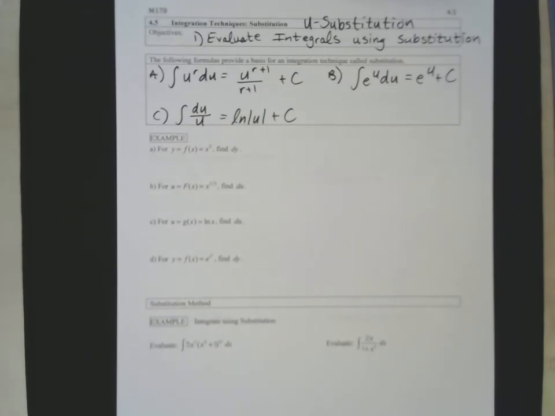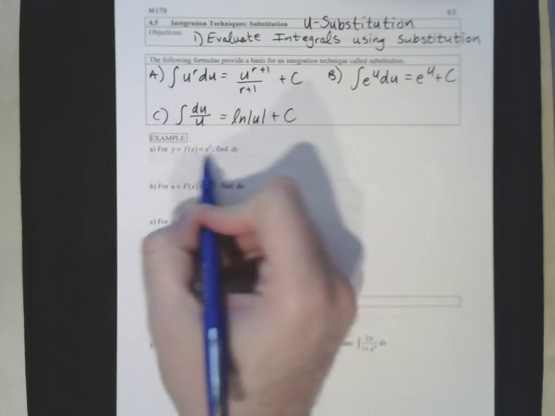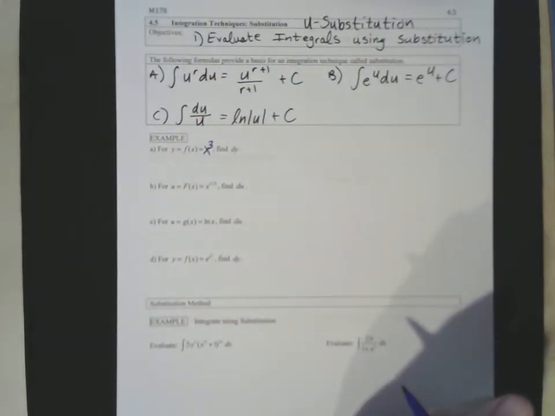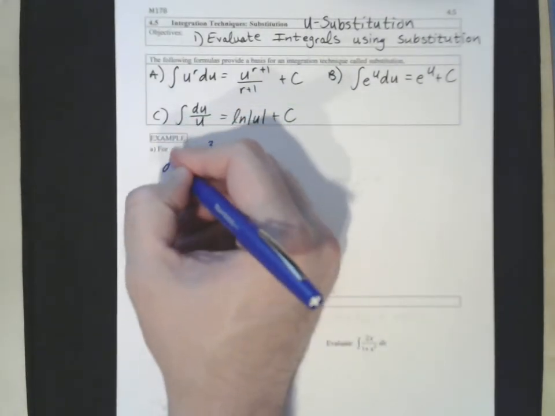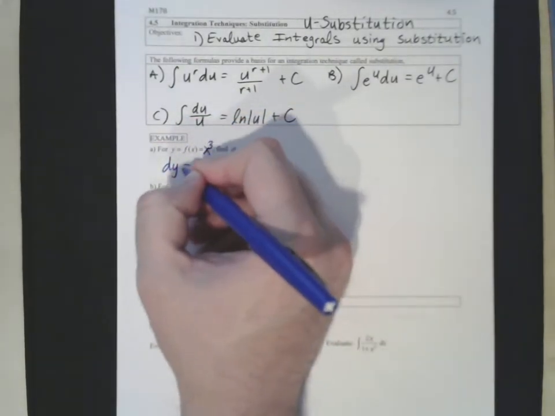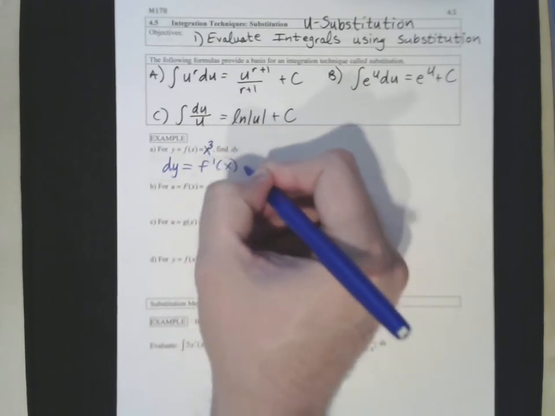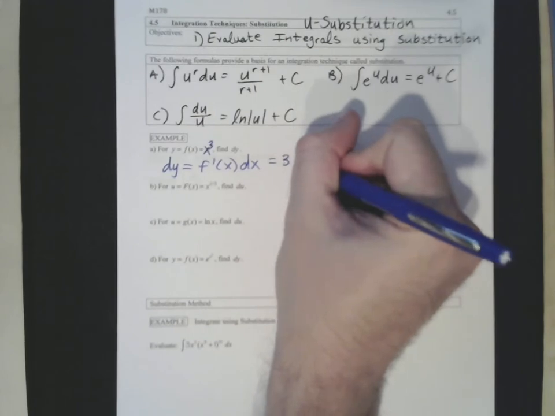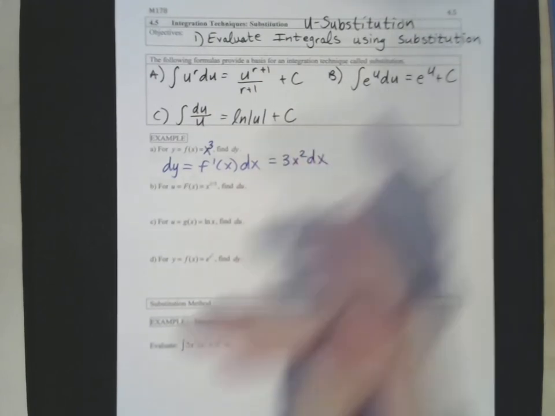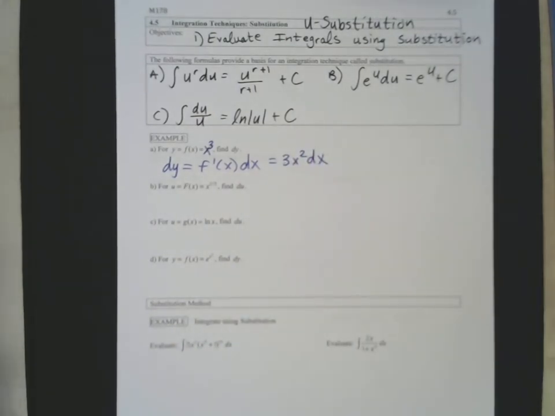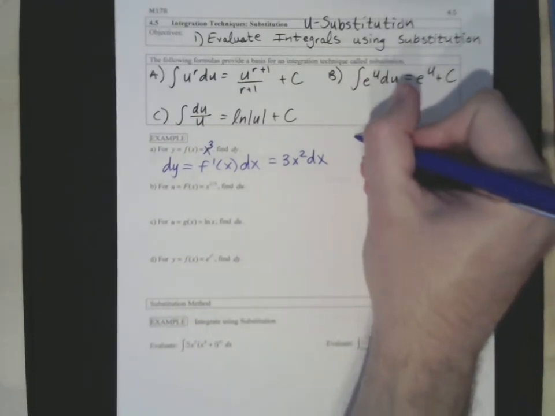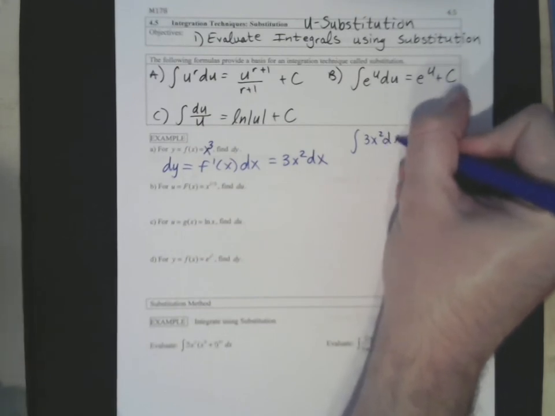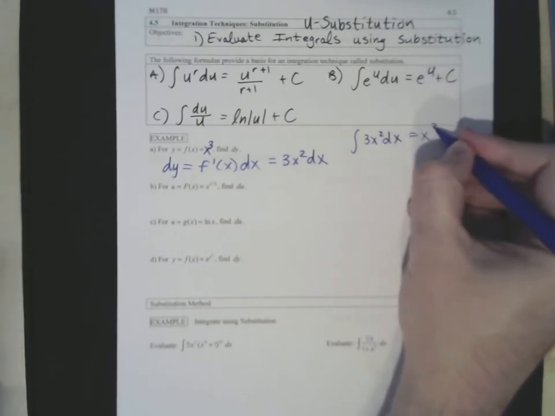So in part A here, we have y equals f of x equals x cubed. And we want to find dy. Well, we know that from our differential section in chapter 3, dy is f prime of x dx. That's the differential. And this equals 3x squared dx. Now notice, if you were to integrate 3x squared dx, we know that that's going to be x cubed plus c.